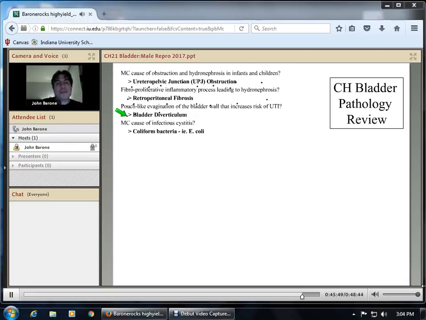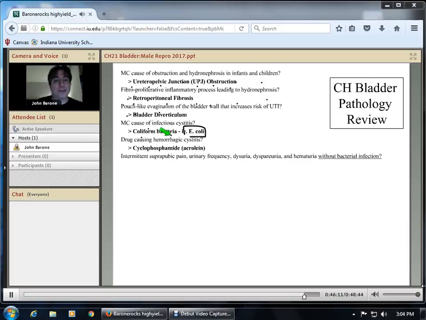What is the most common cause of infectious cystitis? Well, for infectious cystitis, we want to think about colonic bacteria. So enterobacteria like E. coli is number one. Number one for bladder infection, number one for kidney infection. All right, now what drug was it that caused the hemorrhagic cystitis? Well, adenovirus can do it, but for drugs, I want you to remember cyclophosphamide because of acrolein.